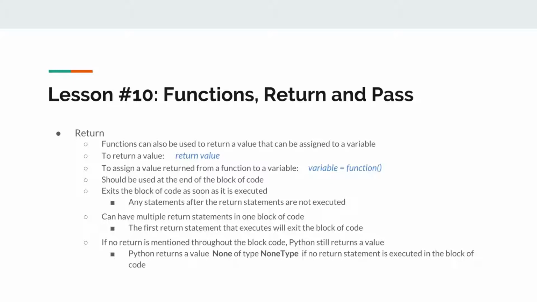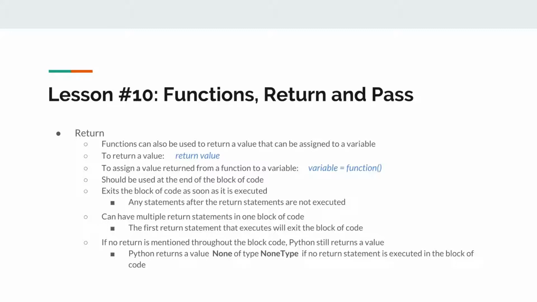Keep in mind though, the return statement should be used at the end of the block or when you expect the block of code to stop executing. The return statement exits the block of code as soon as it is executed. Since the return statements only exit the block of code when they're executed, you can have multiple return statements in conditional blocks, and only when one of them executes will you exit the block of code.